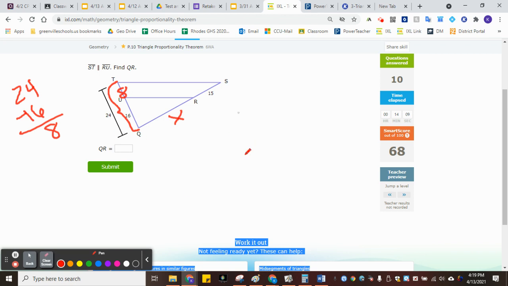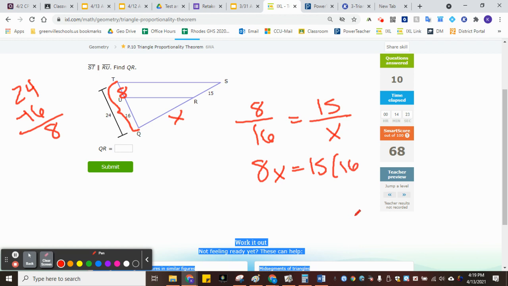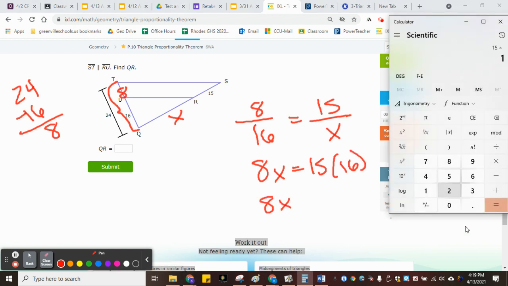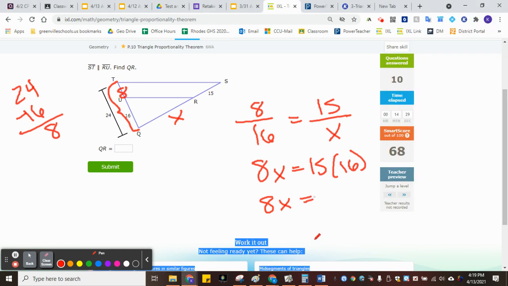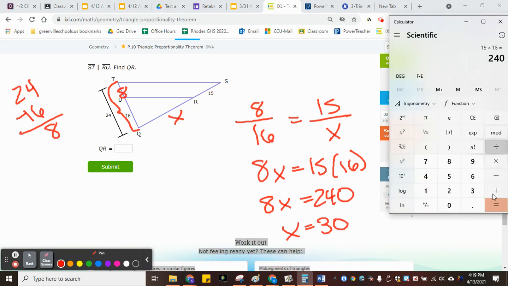So the top of TQ over the bottom of TQ, the top of SQ over the bottom. Cross multiply. 240 divided by 8 should be 30.